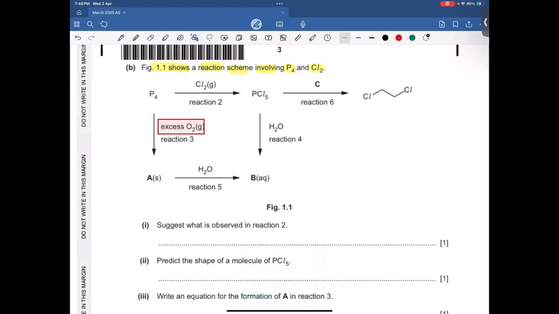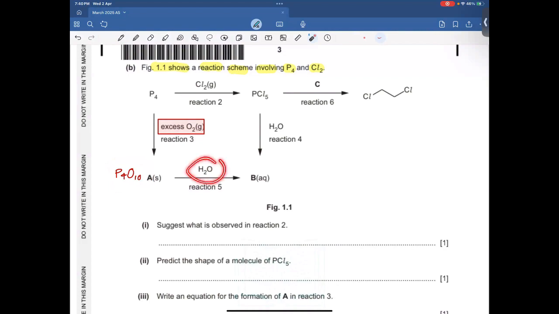Whenever phosphorus and excess oxygen react together, obviously P4O10 is going to be formed. P4O10 is the oxide of phosphorus existing in its highest oxidation state. All right, P4O10 is going to be the product. If oxygen is not in excess, it's going to be P4O6. All right.